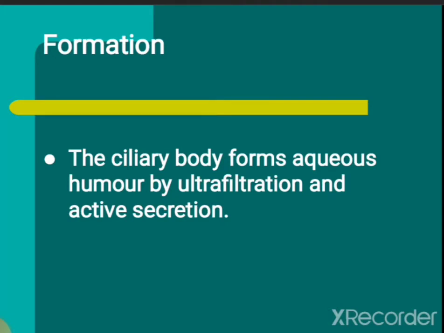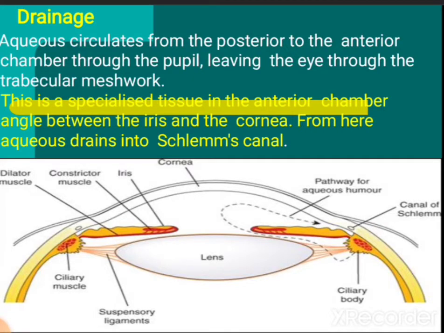So the formation: the ciliary body forms the aqueous humor by ultrafiltration and active secretion. Now the drainage of the aqueous humor. Aqueous circulates from the posterior to the anterior chamber through the pupil, leaving the eye through the trabecular meshwork, and this is the specialized tissue in the anterior chamber angle between the iris and the cornea. From here aqueous drains into the canal of Schlemm.